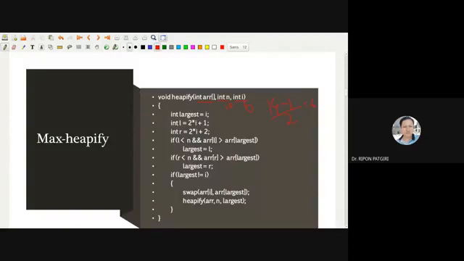So what is the left child? This defines the left child, this defines the right child. For left child, index I is 6: 6 into 2, 12, plus 1, 13 is the left child. And right child is 6 into 2 plus 2.